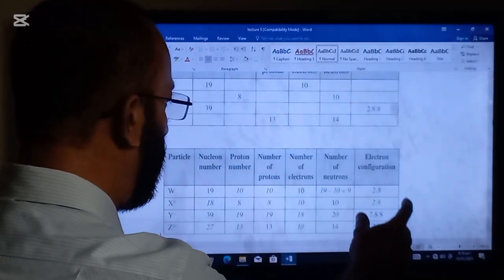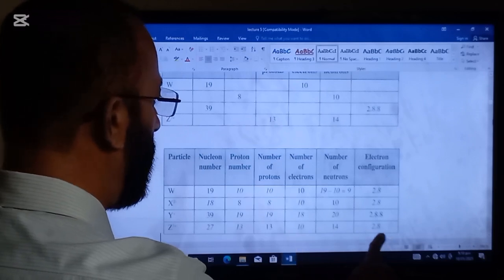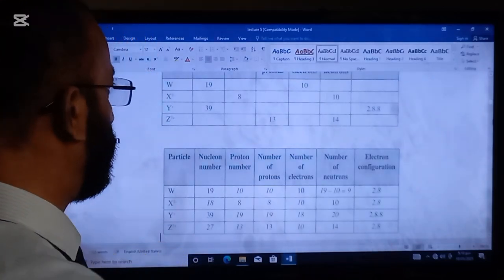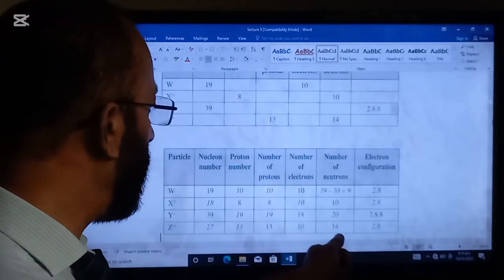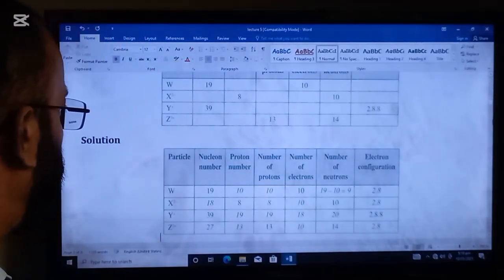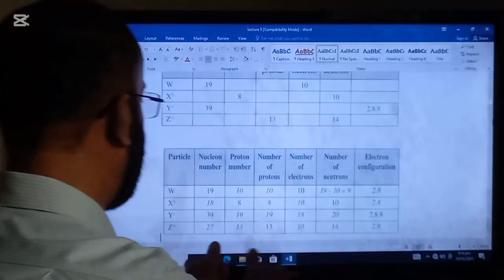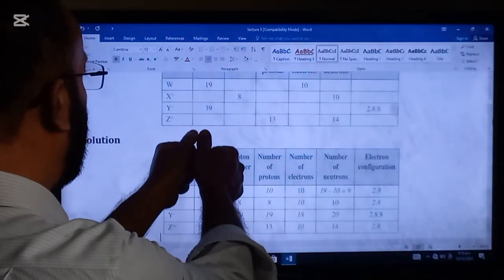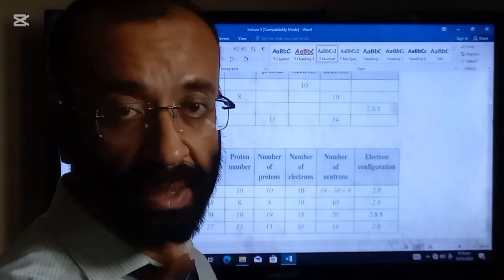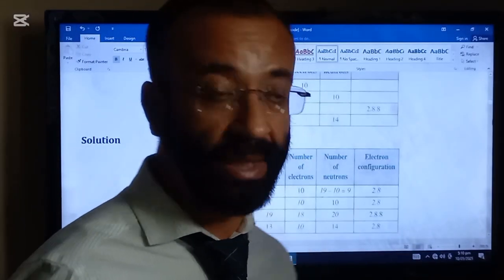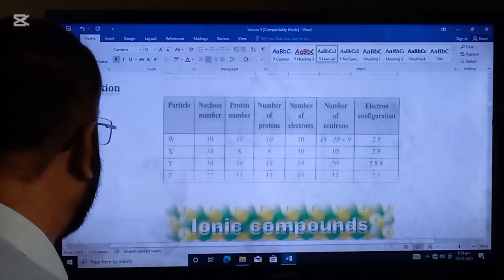Electron configuration is, because the number of electrons is 10, so 2, 8 will be the electron configuration. Number of neutrons is also already given, that is 14. Now the number of protons plus neutrons is equal to the nucleon number that will be placed here. This is a very important question. This type of question frequently comes in the paper. So do it very carefully.